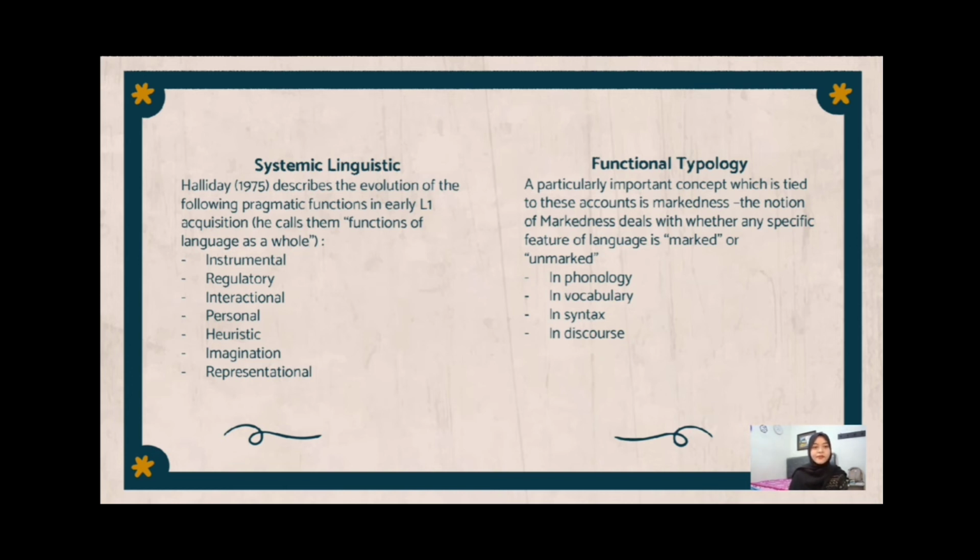And the next is functional typology. A particularly important concept which is tied to this account is markedness. The notion of markedness deals with whether any specific feature of a language is marked or unmarked. A feature is unmarked if it occurs more frequently than a contrasting element in the same category, if it is less complex structurally or conceptually, or if it's more normal or expected along some other dimension. The concept applies to all levels of linguistic analysis, such as phonology, vocabulary, syntax, and discourse.